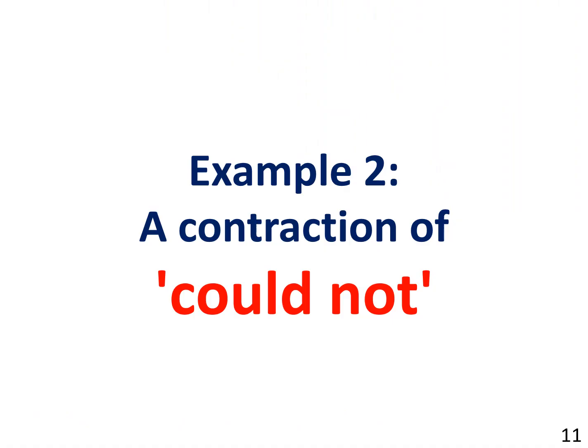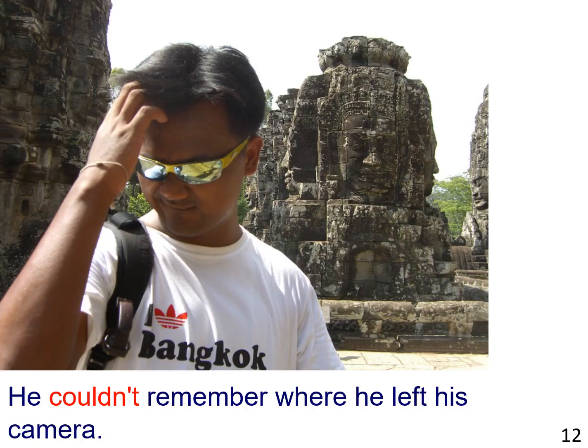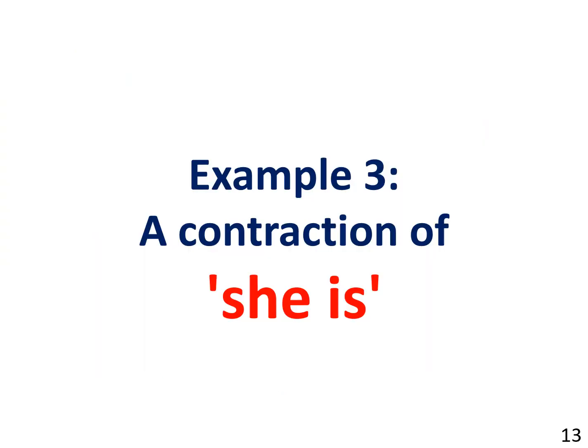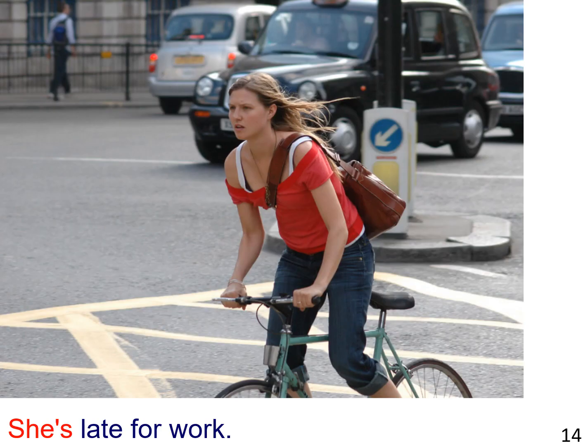Next, a contraction of could not. Sentence example. He couldn't remember where he left his camera. And 3. A contraction of she is. Sentence example, she's late for work.